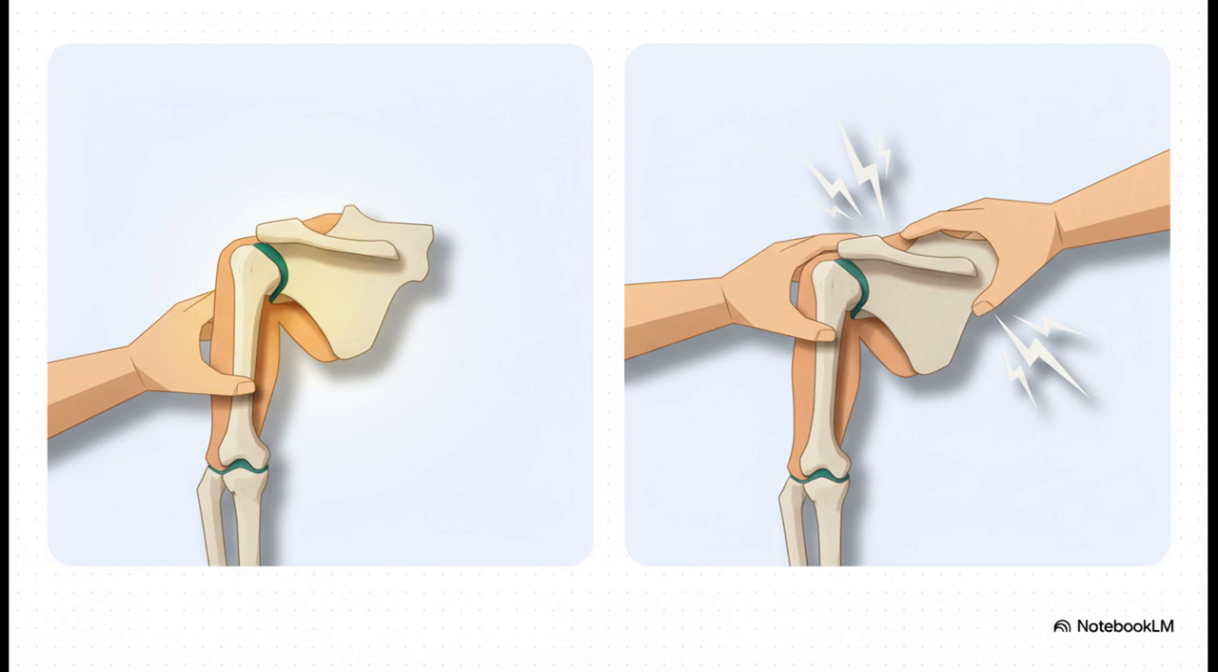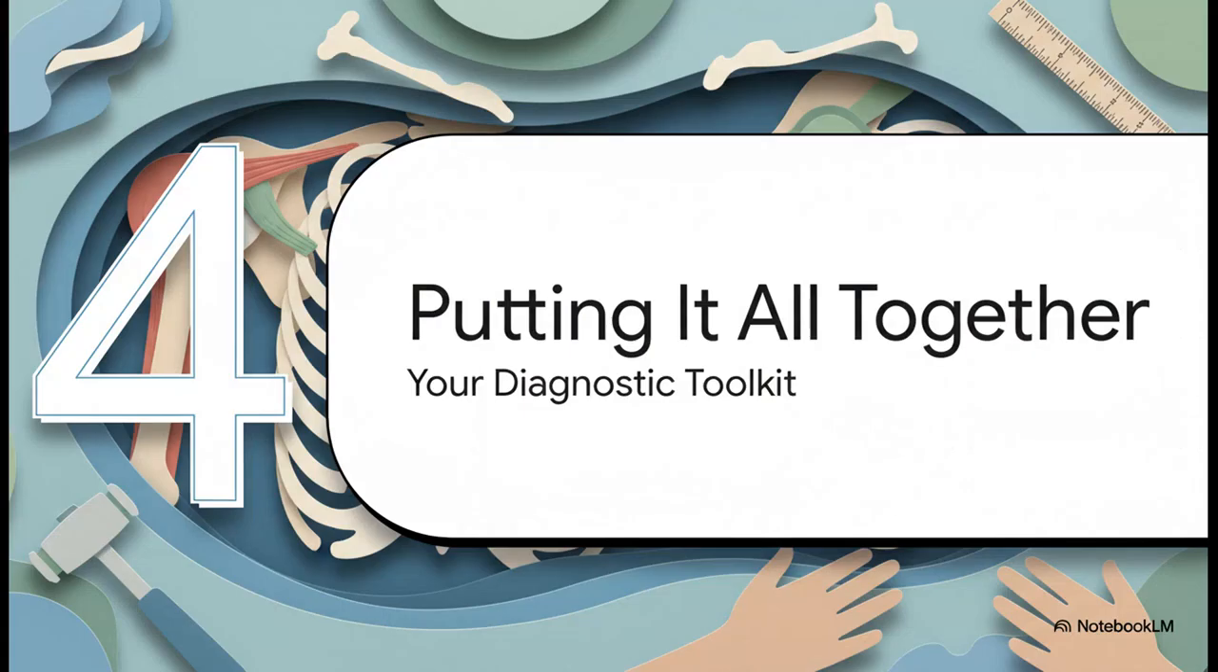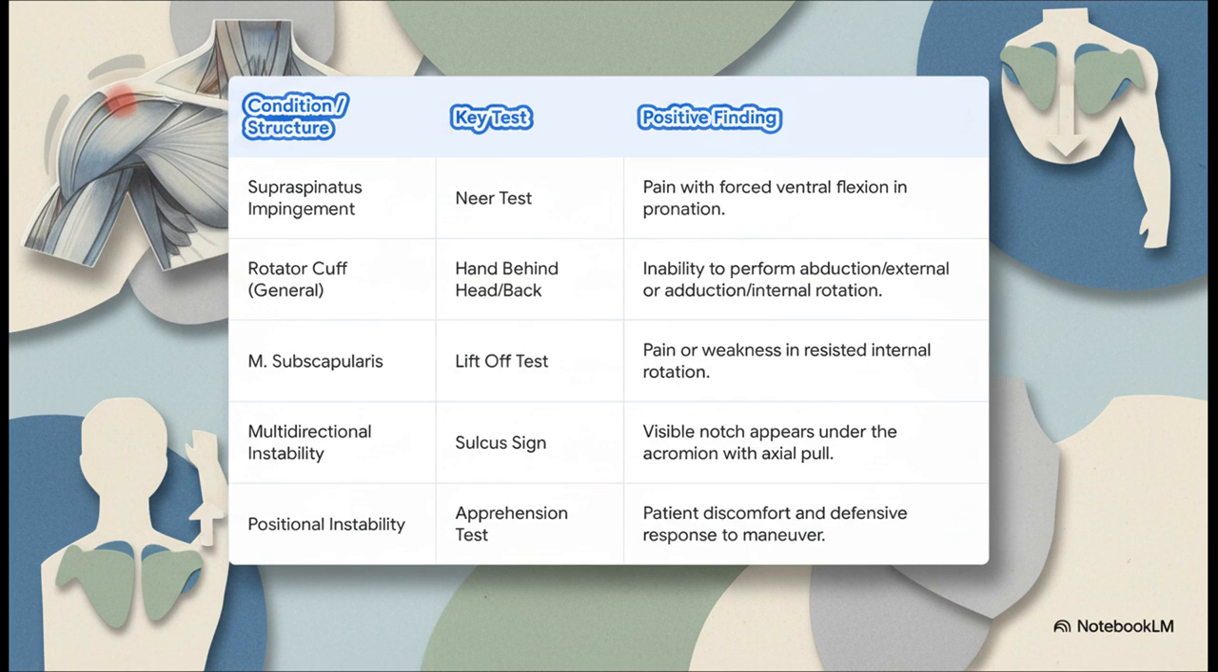Then, on the other hand, you have the apprehension test. This checks for positional instability. As you carefully move the shoulder into a position where it might dislocate, the key thing to look for is the patient's apprehension, that feeling that their shoulder is about to pop out. That's the positive test, not just pain. Okay, we've covered a lot of ground here: impingement, the rotator cuff, and instability. So now let's pull all of this together into a really practical, high-yield toolkit that you can actually use in the clinic. Yeah, just think of this as your clinical cheat sheet.